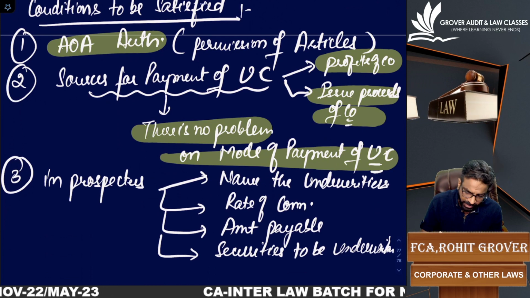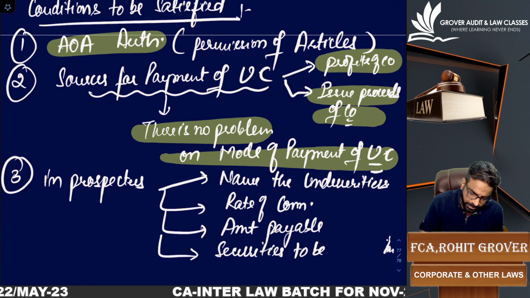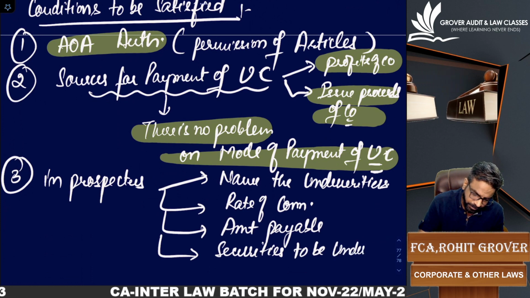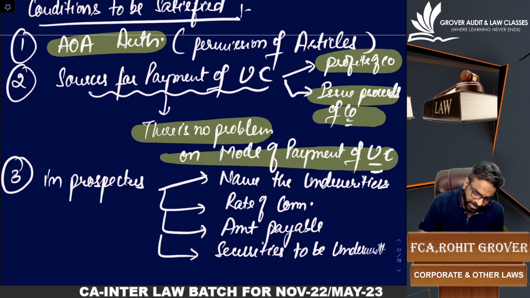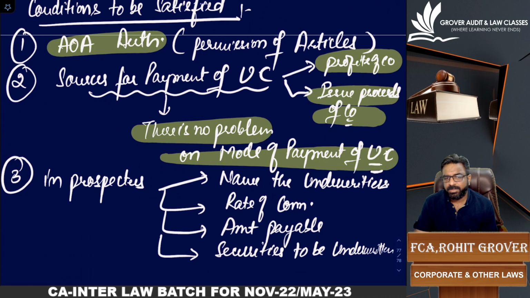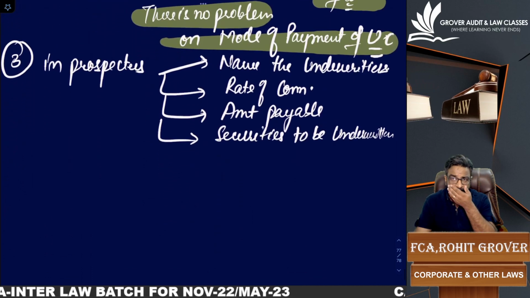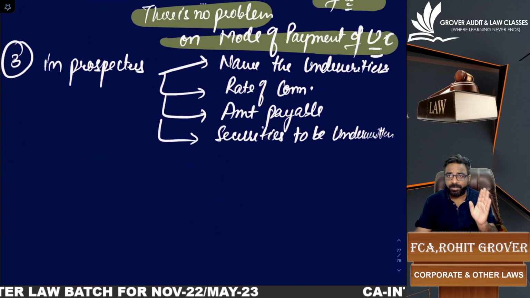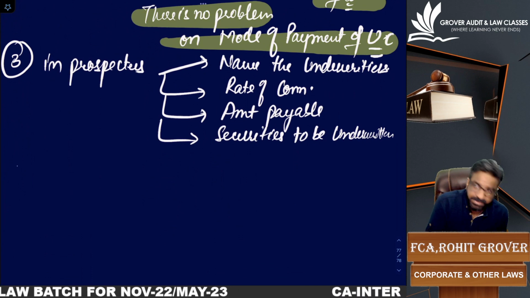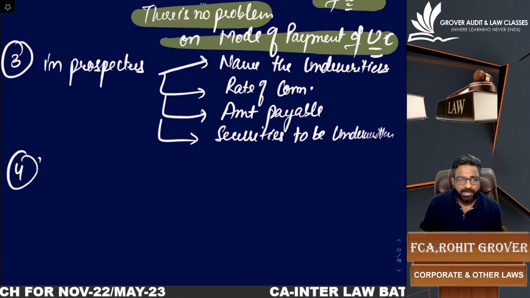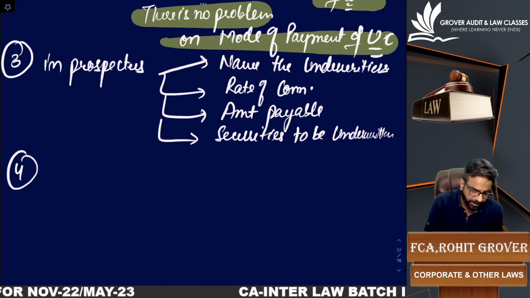Everyone, if you all understood this point, please write. Is it clear to all of you? So: name of the underwriters, rate of commission, amount payable and securities to be underwritten. Everyone clear? Please write. Is it clear up to the third point? Yes. Point number 4. Waiting. Quickly respond. If you have any doubt, you can ask me right now.